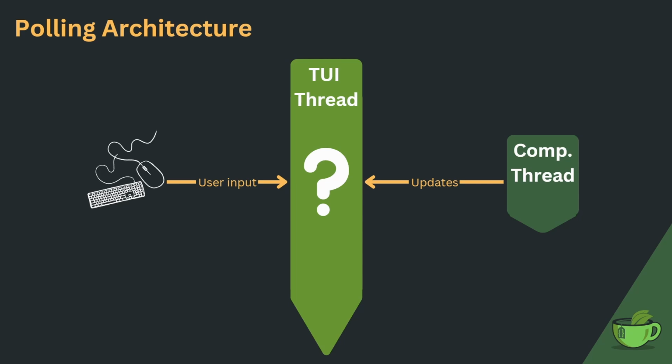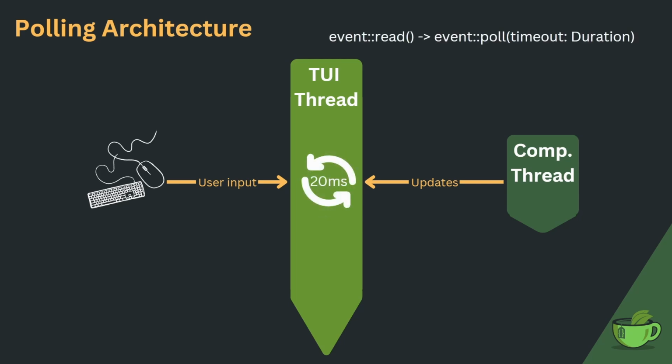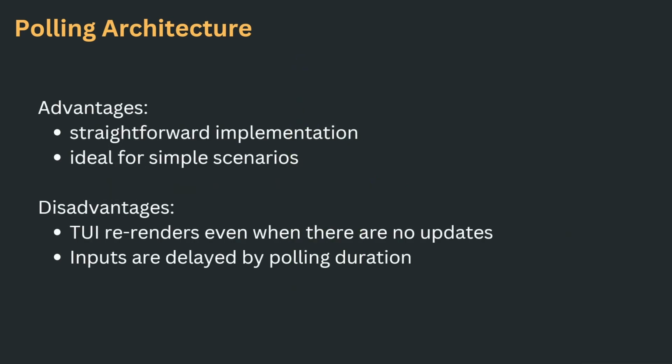Let's first look at a polling architecture. In this approach, we re-render the interface on a fixed schedule, for example every 20 milliseconds. Instead of using the blocking event read function, we replace it with the event poll. Advantages here are that the implementation is straightforward and easy to understand, and this would be ideal for simpler scenarios where responsiveness isn't really critical.